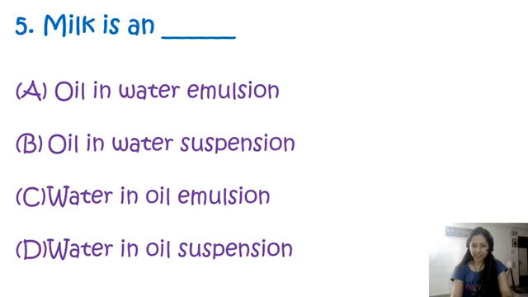Next, question number 5. Oil in milk is an oil in water emulsion, oil in water suspension, water in oil emulsion or water in oil suspension. Over here my correct option will be A, that is oil in water emulsion. In an emulsion, we know that two immiscible liquids are mixed together with one dispersed in the other. In the case of milk, the tiny droplets of fat are dispersed throughout the water-based solution of the milk.